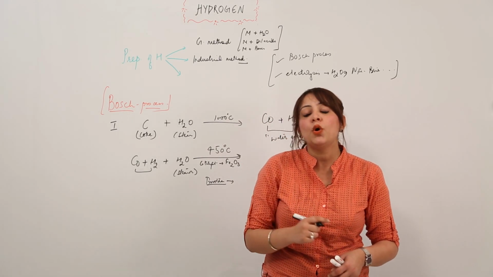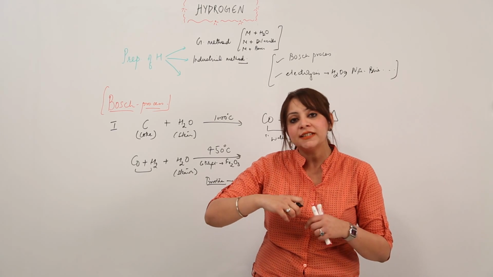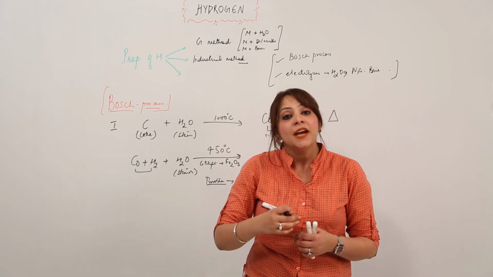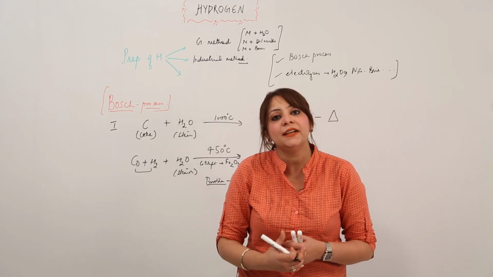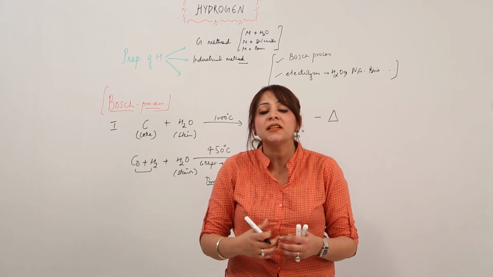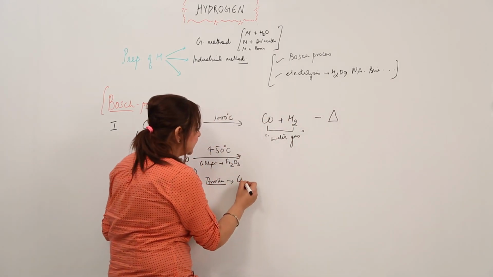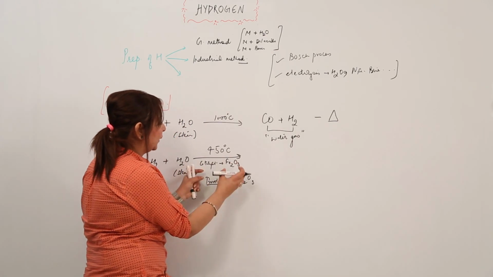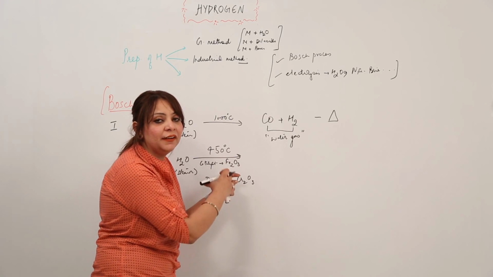Now the question comes, what is the catalytic promoter? Promoter means we are using some other substance which will increase the efficiency of the catalyst. That means it will increase the activity of the catalyst. It will promote the catalyst so that it can act in an efficient manner, right? The promoter used in this reaction is chromic oxide. So this promoter promotes the catalyst, and the catalyst helps the chemical reaction happen.